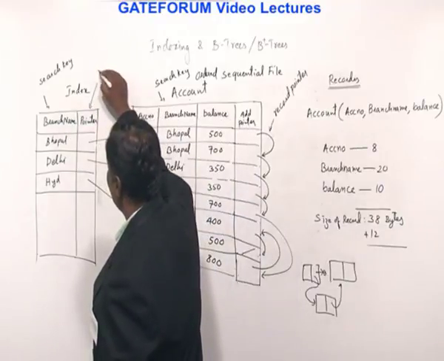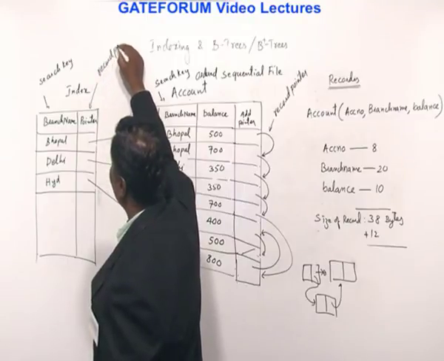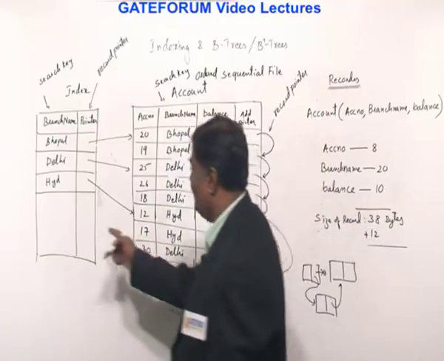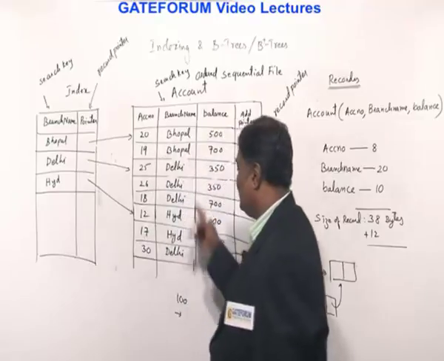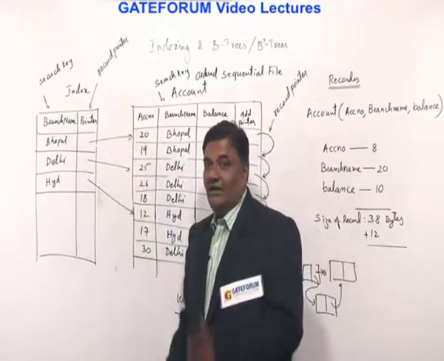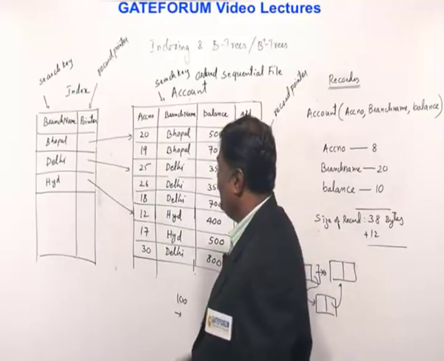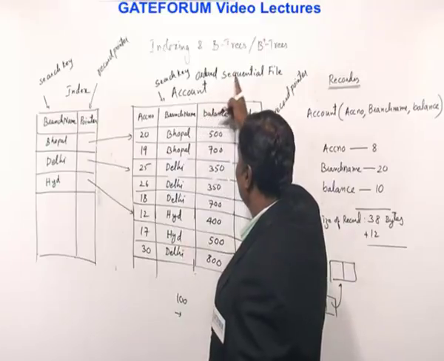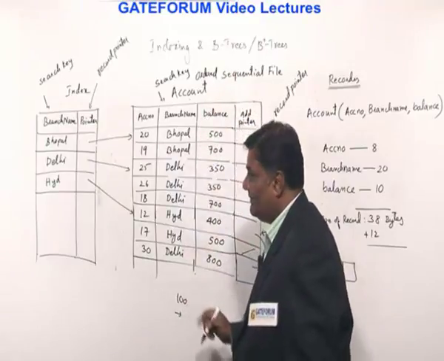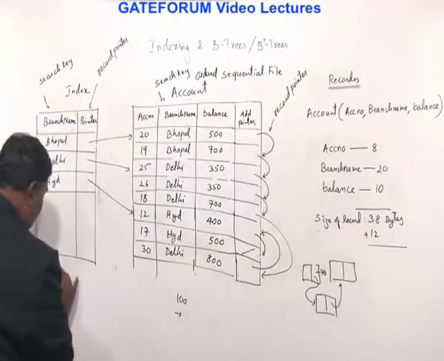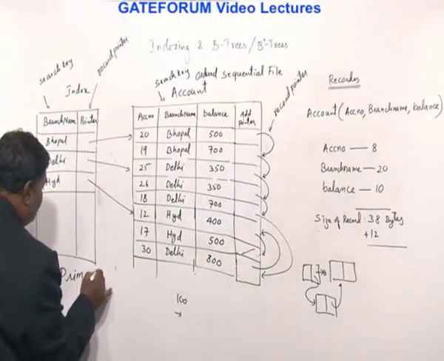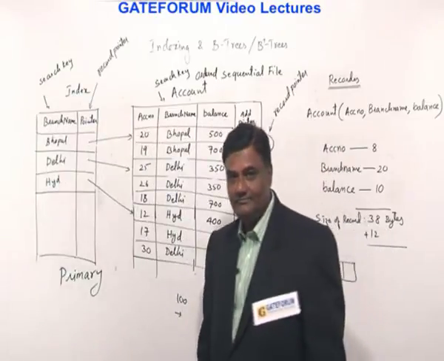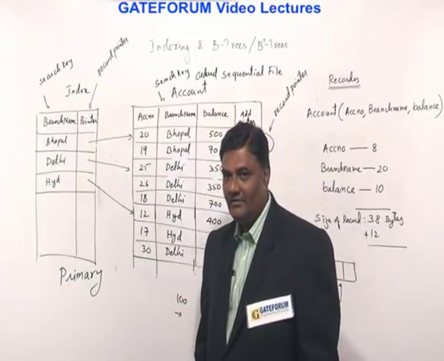So what are these? These are record pointers. We can have an index on a key, a search key. Now, if you have an index on a search key, and that search key is defining the sequential ordering of a file, then we call this index a primary index. This index is called a primary index. All right.